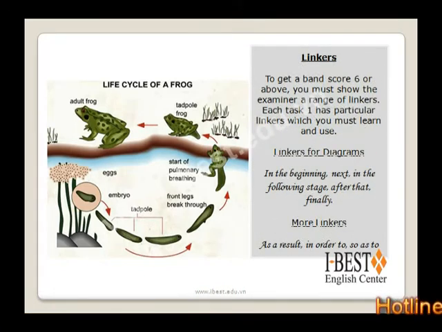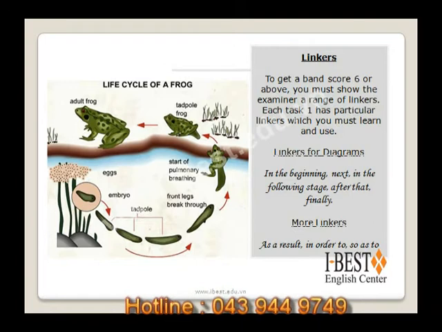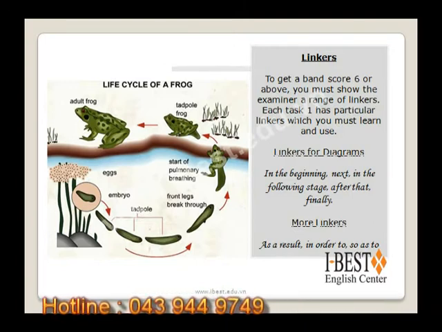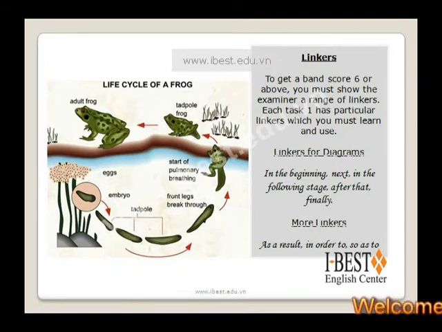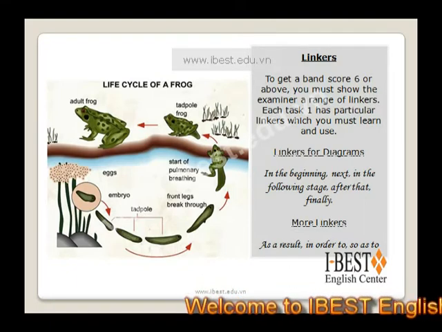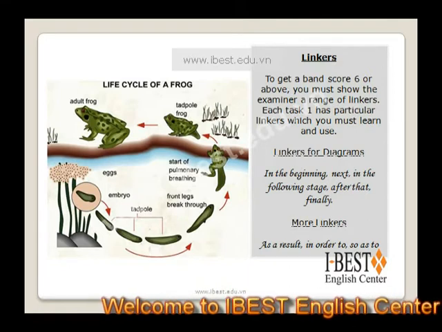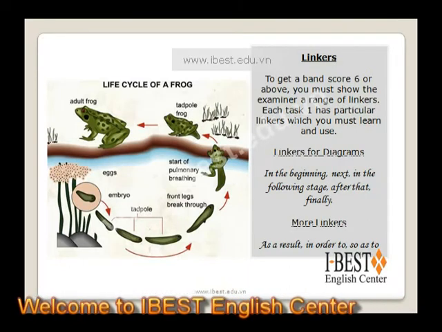Now let's look at linkers. To get a band score 6 or above, you need to show the examiner a range of linkers. You've got to remember that each type of Task 1 has different linkers, so you need to know which linkers to use for which task. Already we have seen that the overall statement begins with a linker. We use the linker overall. This helps the examiner find the overall statement quicker.